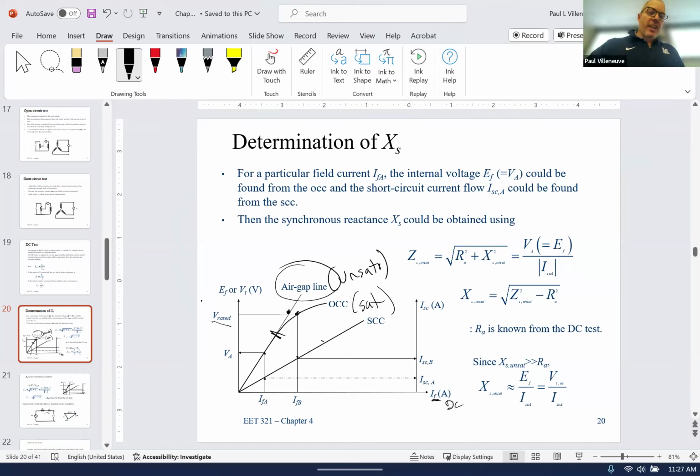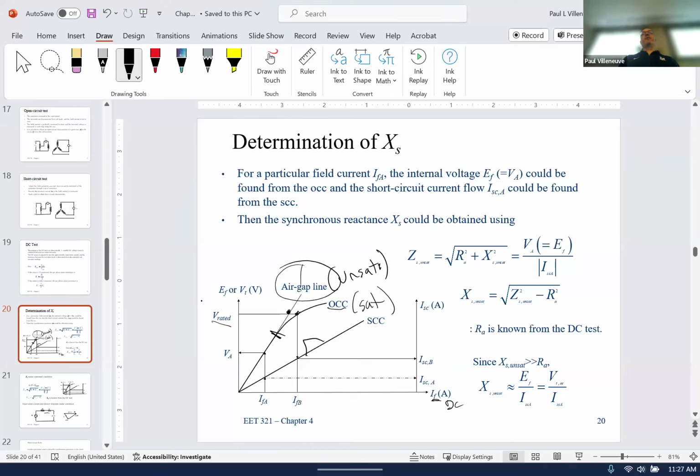You'll also notice that the short circuit characteristic is also a straight line. There's no saturation involved with that. So you can use this information to glean whatever you want in terms of the characteristics. Most of the time, if you have an open circuit characteristic, you can get the saturated impedances. If you don't have the open circuit characteristic, you can use the air gap line to get your unsaturated impedances.